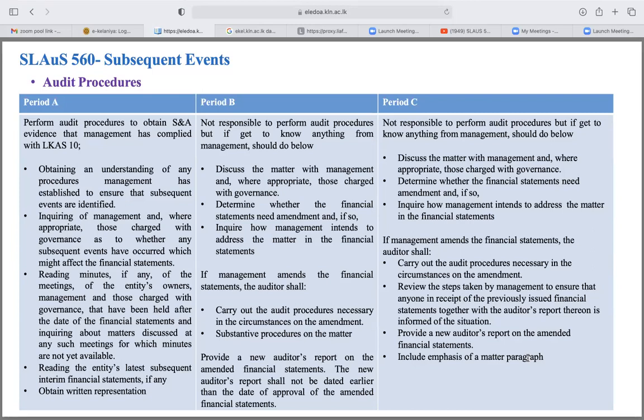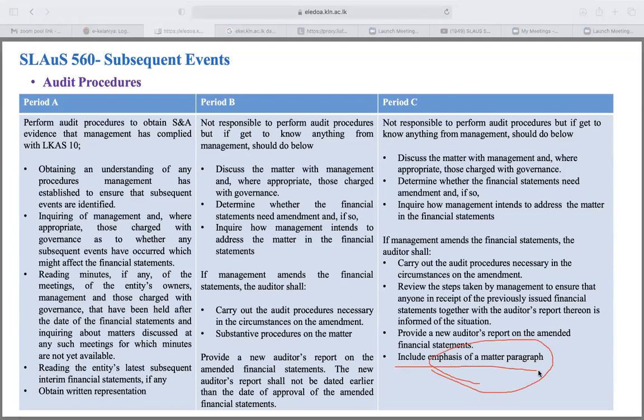So this factor is always checked in your professional level examinations as well. We need to include an emphasis of matter paragraph, emphasizing that something happened between this period, and according to that we are revising our audit report, or we are issuing a new audit report to this company, right? So this is important, the emphasis of matter paragraph.